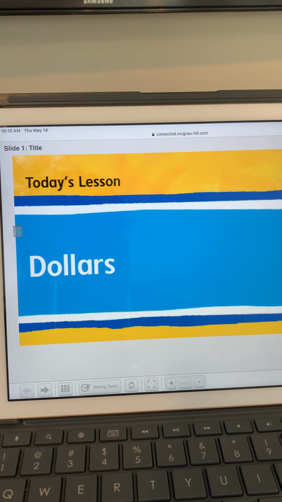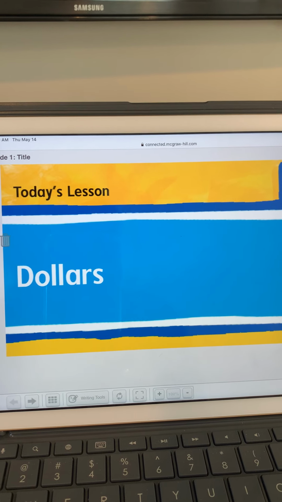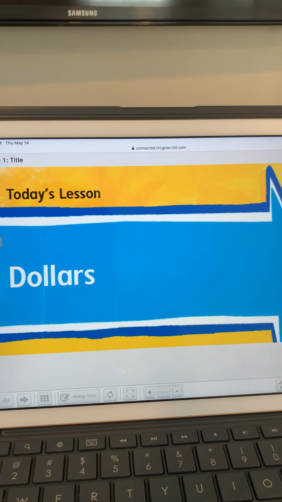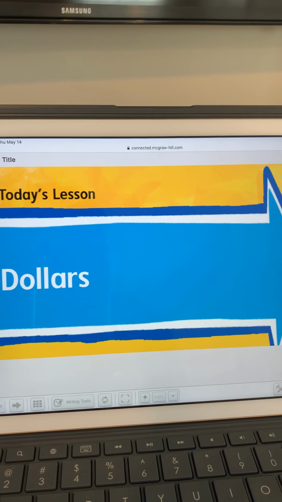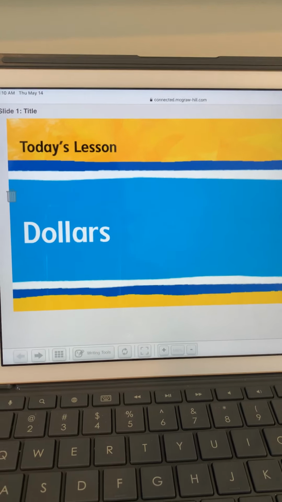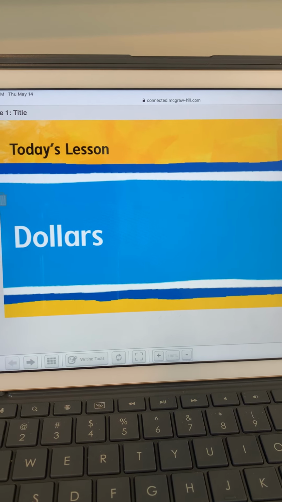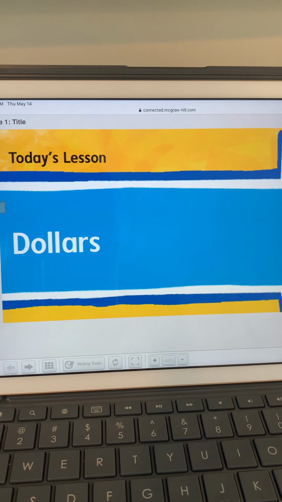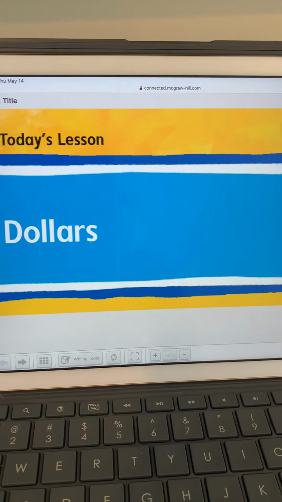Now remember, you can use different coins to make $1. Again, we talked about this last week. The value of a quarter is 25 cents, a dime is 10 cents, a nickel is 5 cents, and a penny is 1 cent. You can find the value of a group of coins by adding the values of the coins, starting with the coin that has the greatest value.